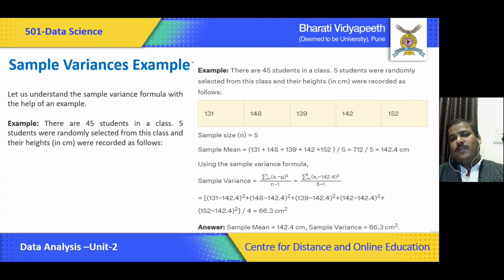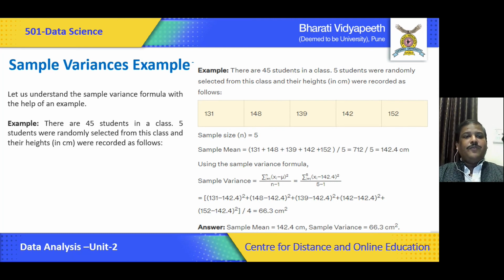This is an example, and this is a very small example. You can find out how to calculate the variances here, right? Let us understand the simple variance formula with the help of an example. There are 45 students in a class. Imagine 45 number. This is very important.